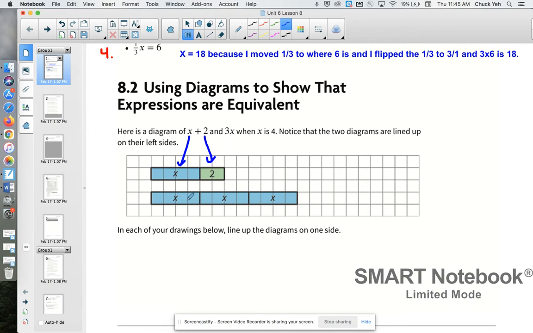1, 2, 3, 4. That's one group. 1, 2, 3, 4. That's the second group. 1, 2, 3, 4. That's the third group. So if you notice that, 1, 2, and 3. And why do they have 4 in each? Because x equals 4. Okay?